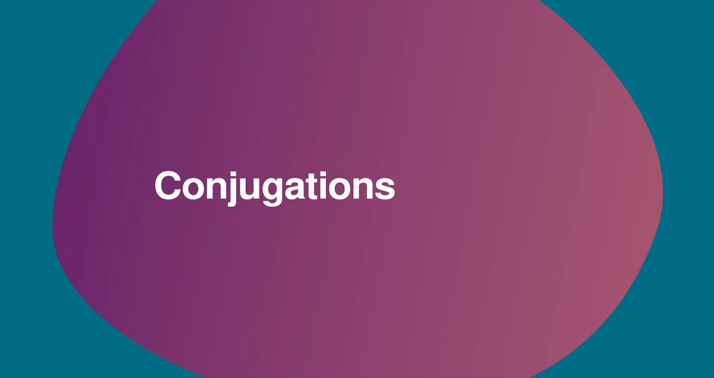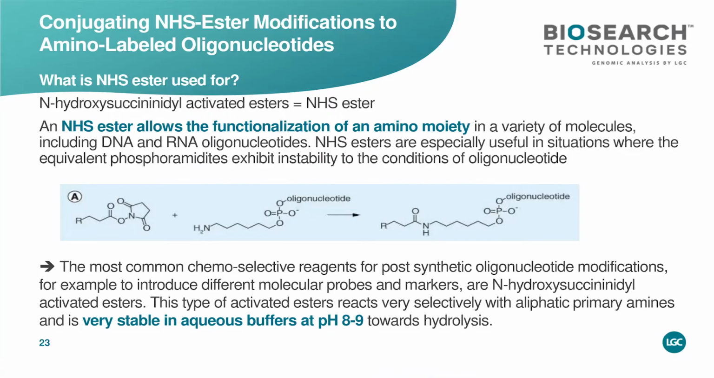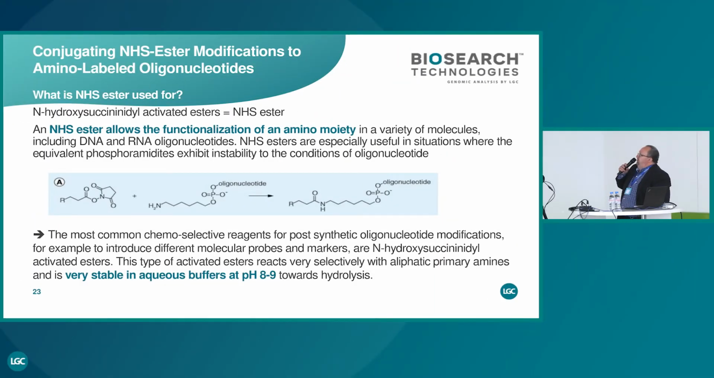I mentioned the conjugation. So, you have the four-step cycle, but some modifications are not available on the market as phosphoramidite, or some modifications are sensitive to the process because you have an acidic step, and so maybe there will be damage. So there is a possibility to make conjugation. I will only mention two here. You will have a conjugation between an amino on your oligo and an NHS ester. So what is NHS? It's the hydroxysuccinimidyl activated ester.